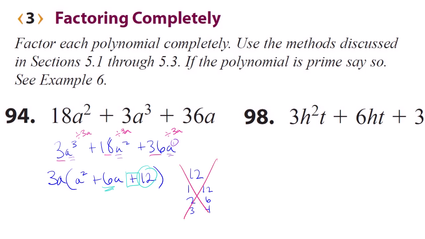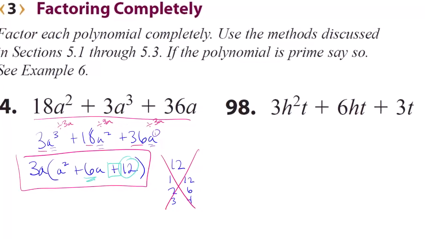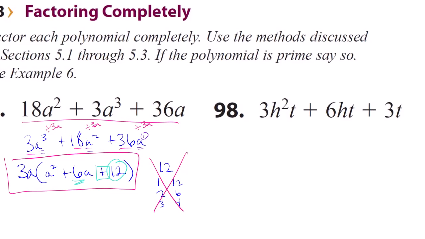So if none of these work, that means that this is prime, okay? And we don't write prime here because this is actually not prime, right? We did factor it. We took out a GCF, but this inside part is prime. So we don't do anything else with this. We just leave it like this, box it up, and that's our answer, okay? All right. So sometimes that'll happen where you can factor a little bit, but you can't factor all the way, right? And so, yeah, just keep that in mind and just know that not every trinomial can be factored.